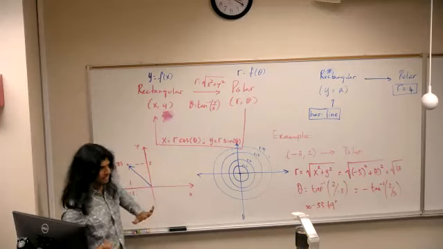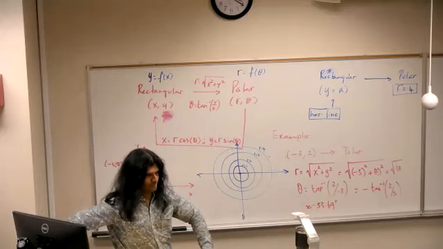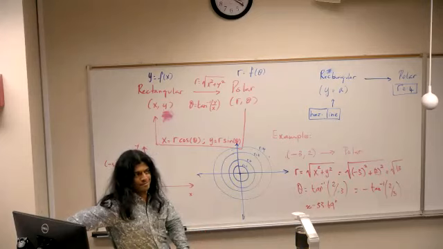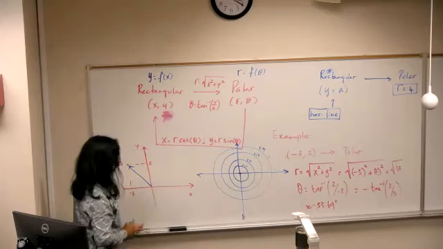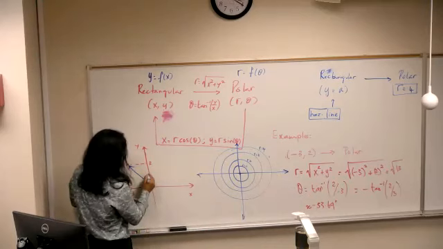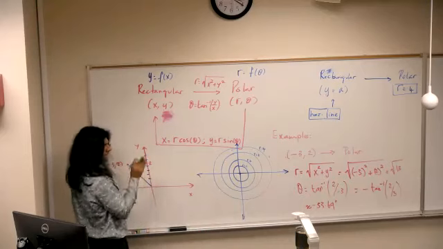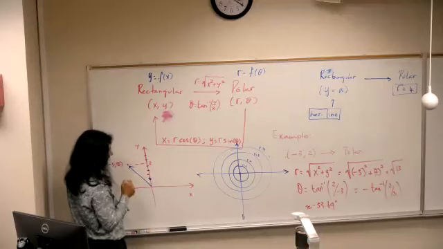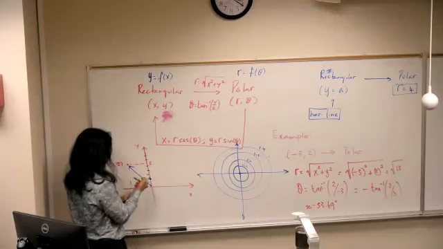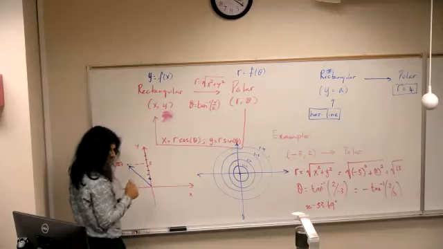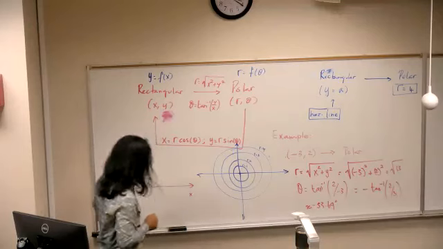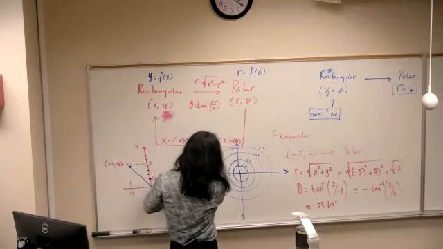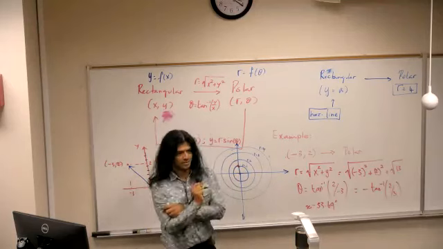What does that represent in the rectangular system? X is 0, y can be any value. It's on the vertical axis. But if I pick a point right here, where will it land? Let's say y is 1. What is r? 1. So that point will come right over there.